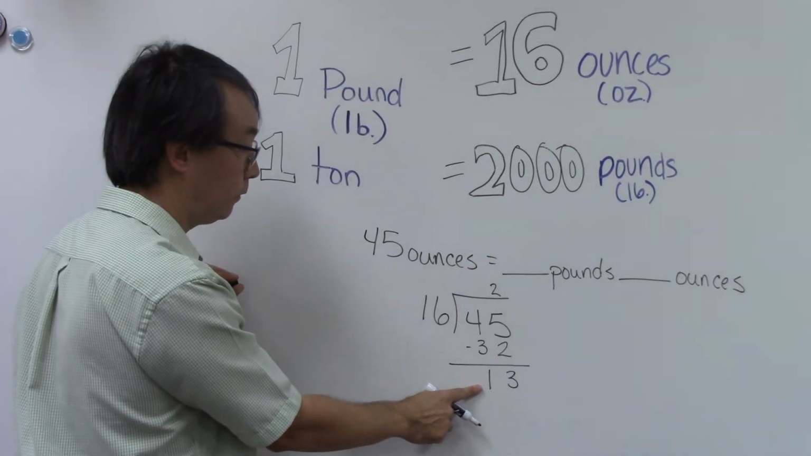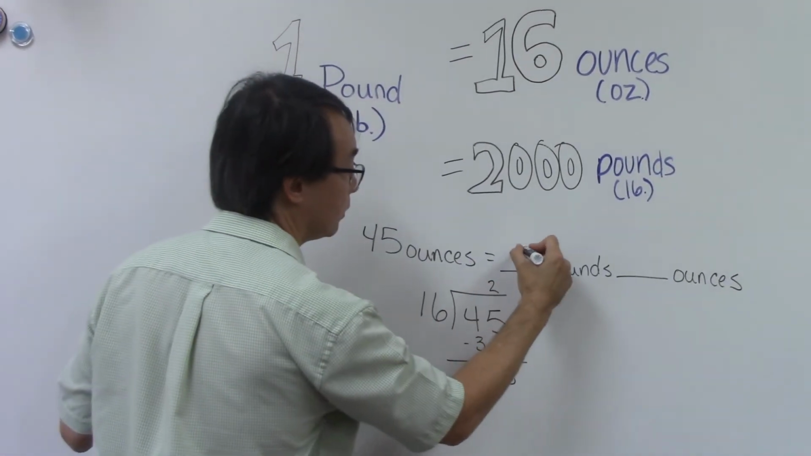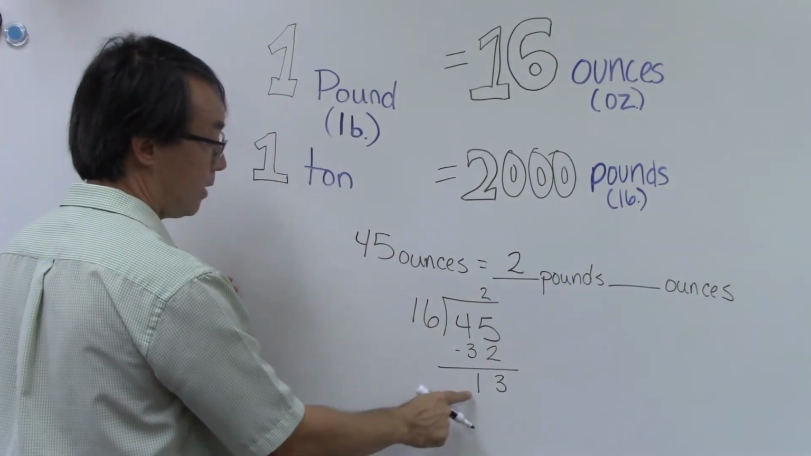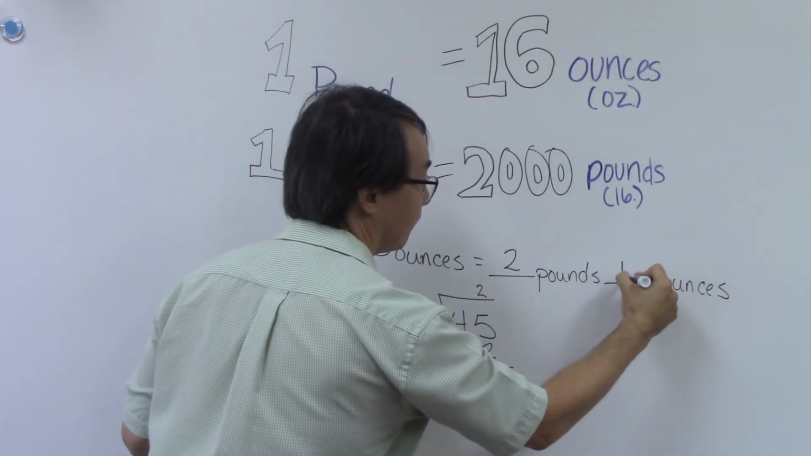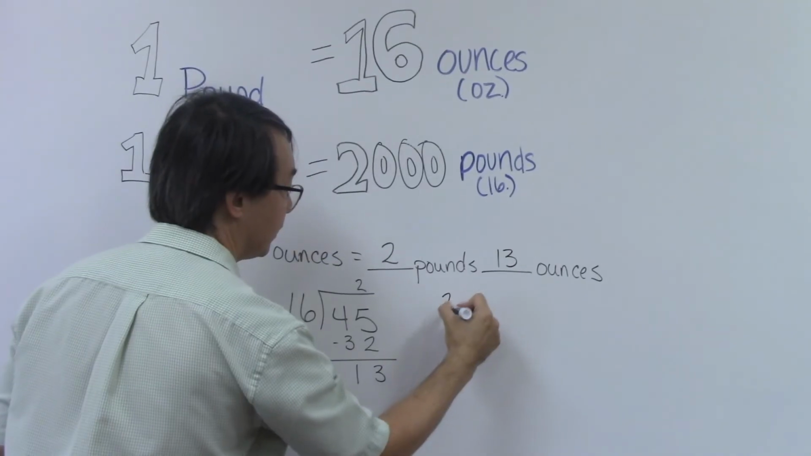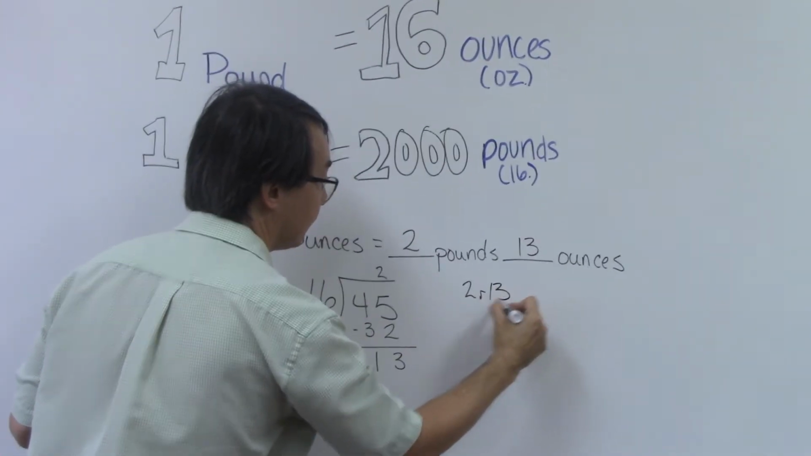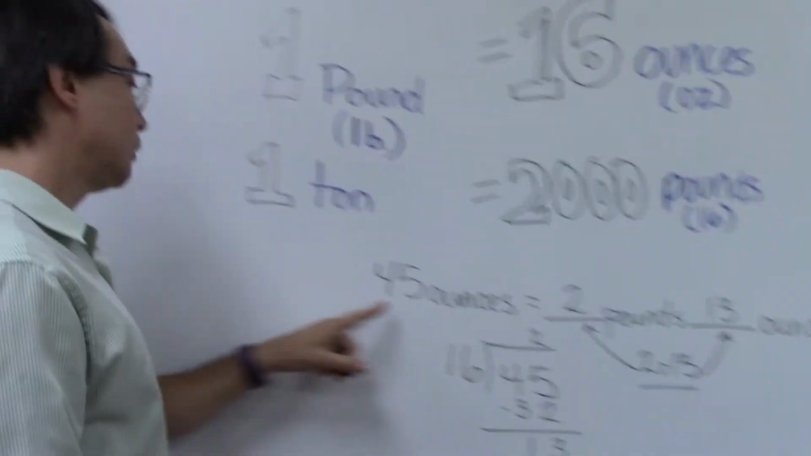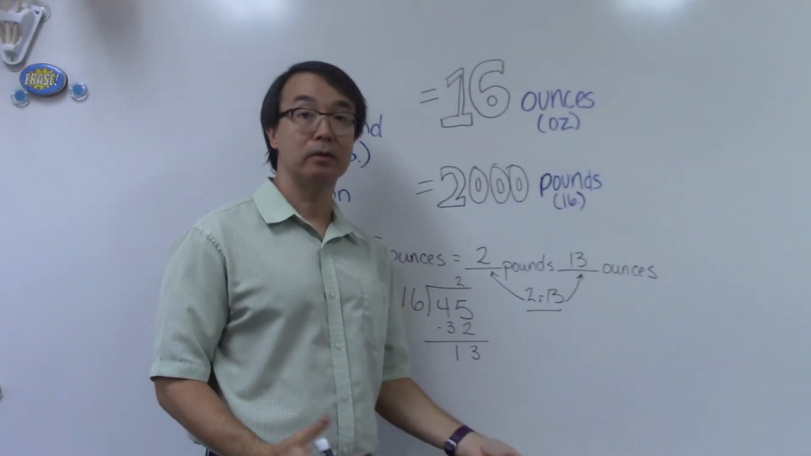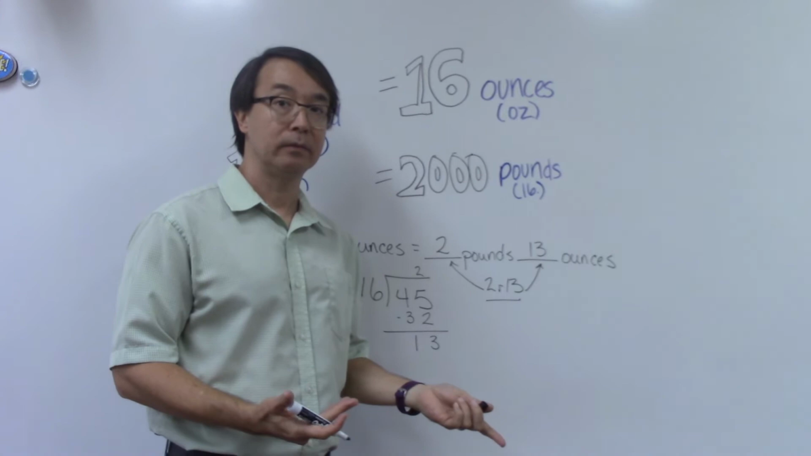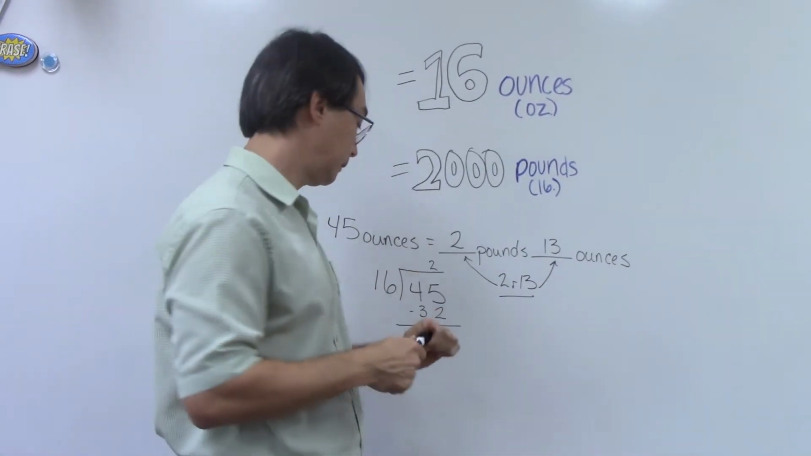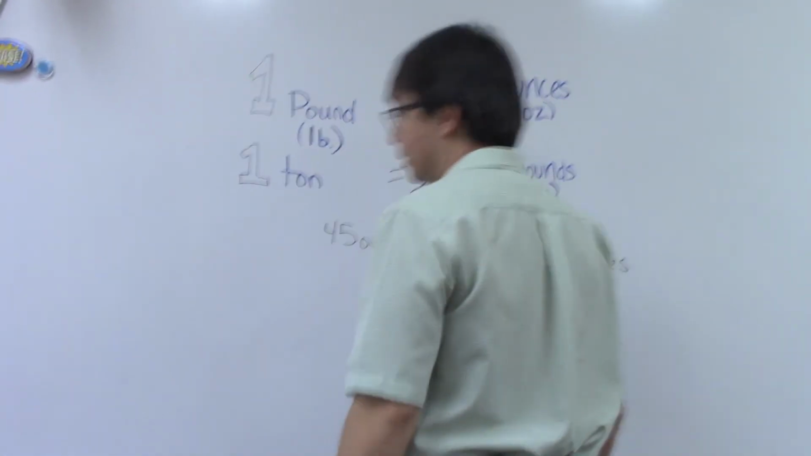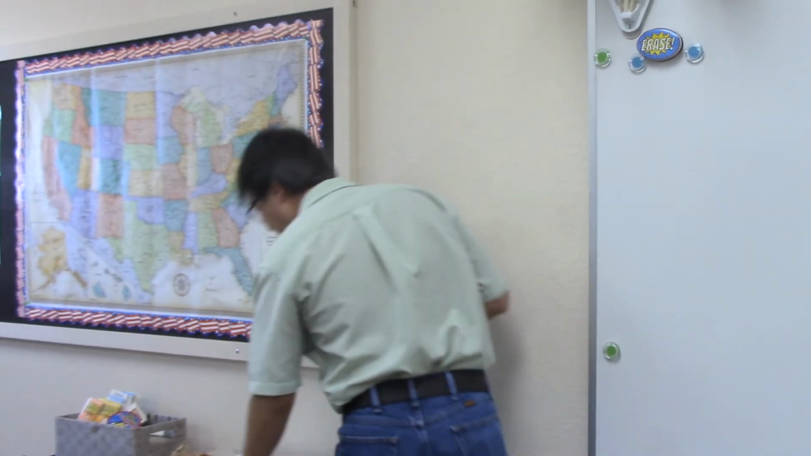No. So I know it's 2 pounds. And then my remainder is 13. It's the same thing as 2, remainder 13. 2 goes here, 13 goes here. So 45 ounces is 2 pounds, 13 ounces. Okay? Excellent. All right. There's one more example here.